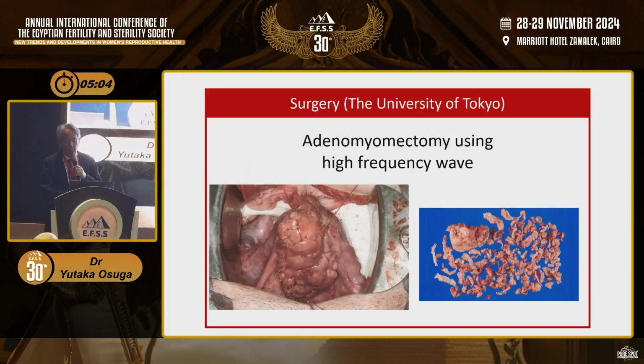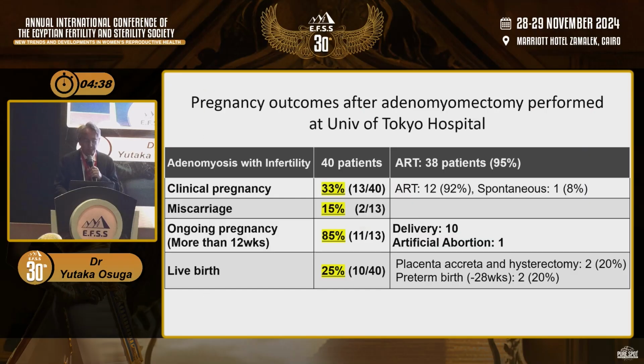And occasionally, whatever treatment doesn't work for infertility caused by adenomyosis. In such a case, we may resort to surgical treatment, that is adenomyomectomy. We remove adenomyotic lesions as much as possible and reform the uterus as normal as possible in size and shape. And I showed the video yesterday.